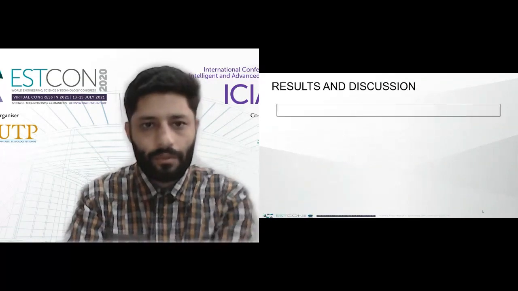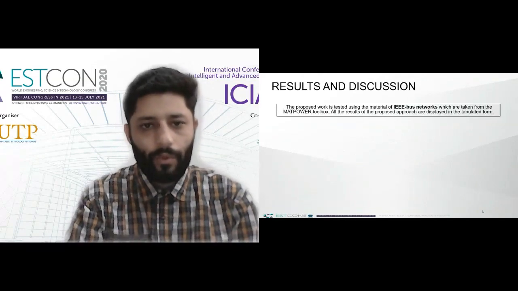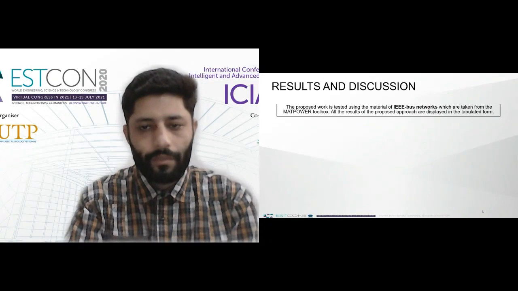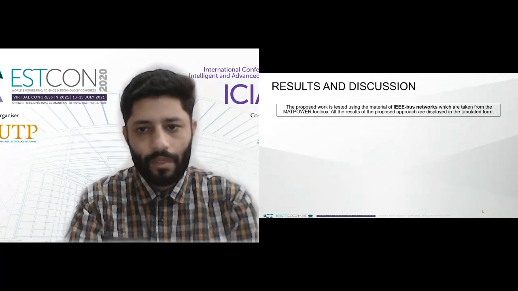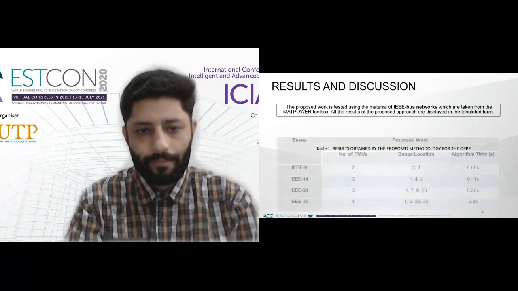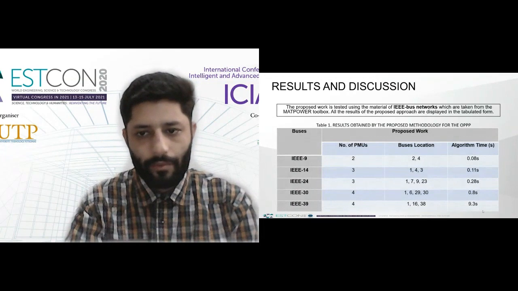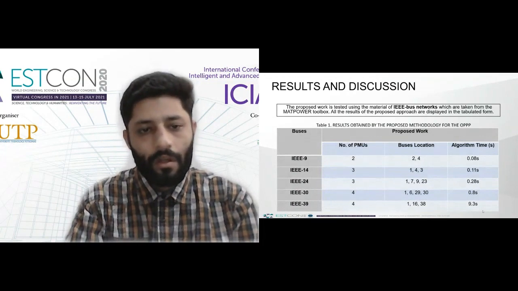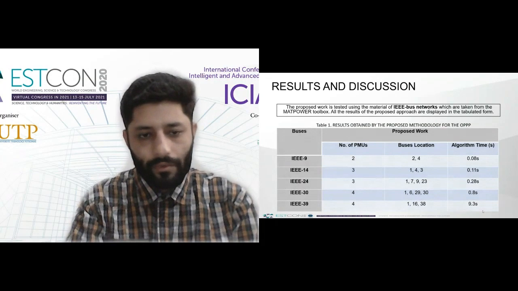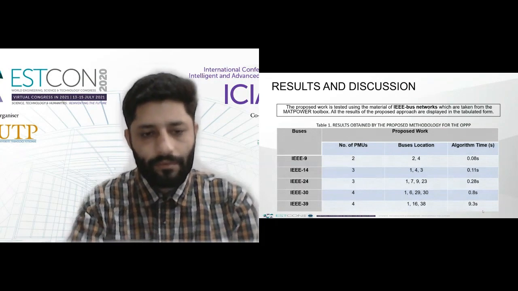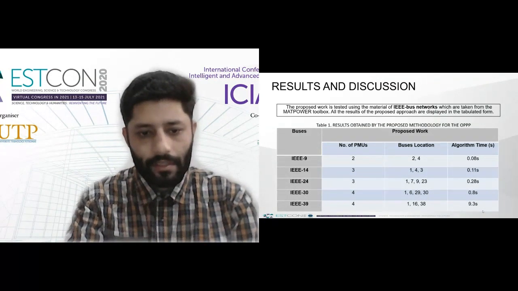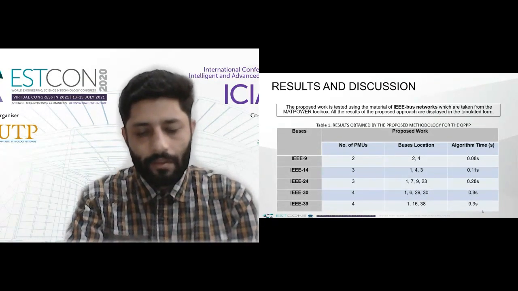The last section is about the results and discussion. The proposed work is tested using the IEEE bus networks which are taken from the MATPOWER toolbox. All the results of the proposed approach are displayed in tabulated form. This is the result table obtained by the proposed approach methodology for the OPP problem. We have 4 columns. The first column shows the IEEE bus network, starting from 9 buses and ending at IEEE 39. The other 3 columns show the number of PMUs, bus location, and algorithm time.